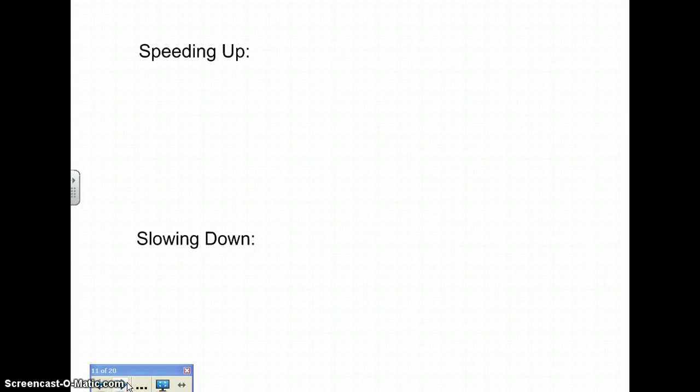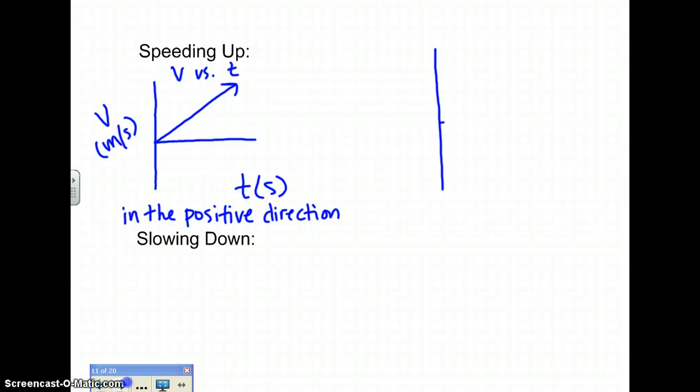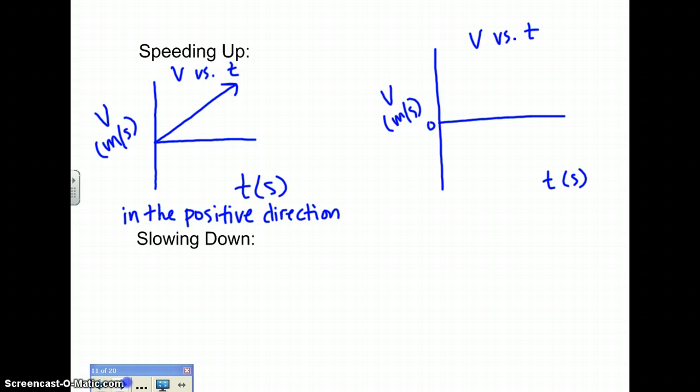Okay. Next thing that we have is speeding up or slowing down. So to show speeding up on a velocity versus time graph, you're going to either be speeding up in the positive direction, or, think about this, guys. If you're speeding up, your numbers are getting bigger, right? This should be common sense right now. If I say that you are speeding up in the negative direction, where would you be? Above or below the x-axis? Stop and think about that.